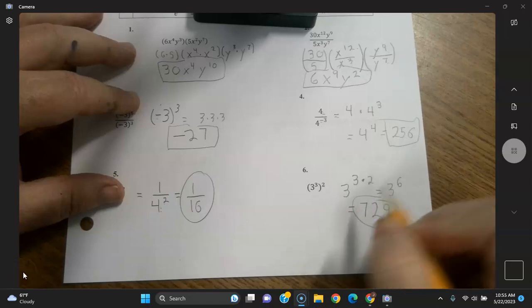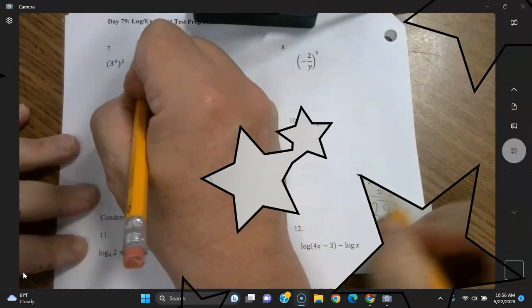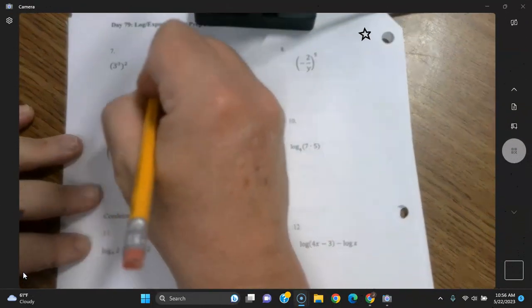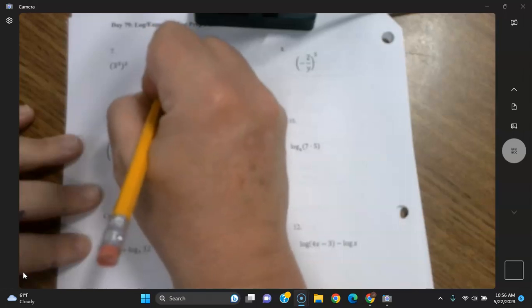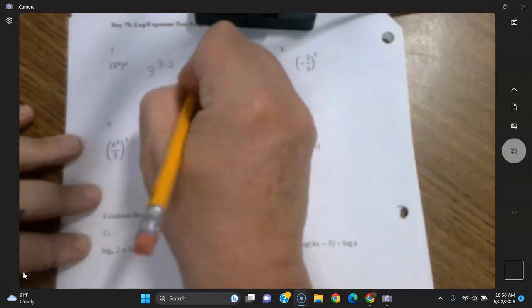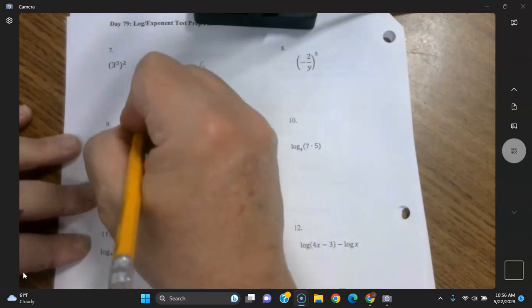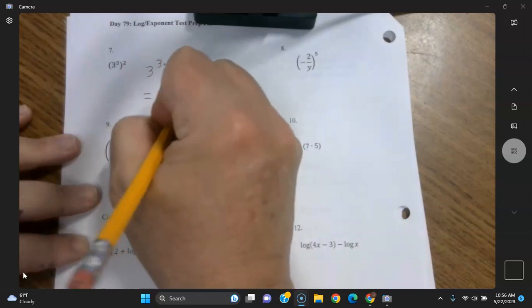Okay, this is the same as number 6. If I give you a duplicate by mistake, just go ahead and do it anyway. It's more practice. It's 3 to the 3 times 2 equals 3 to the 6th, which equals 729.